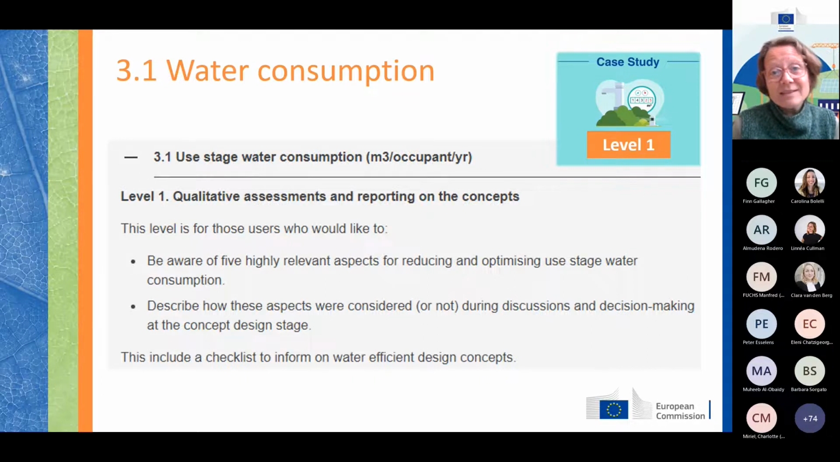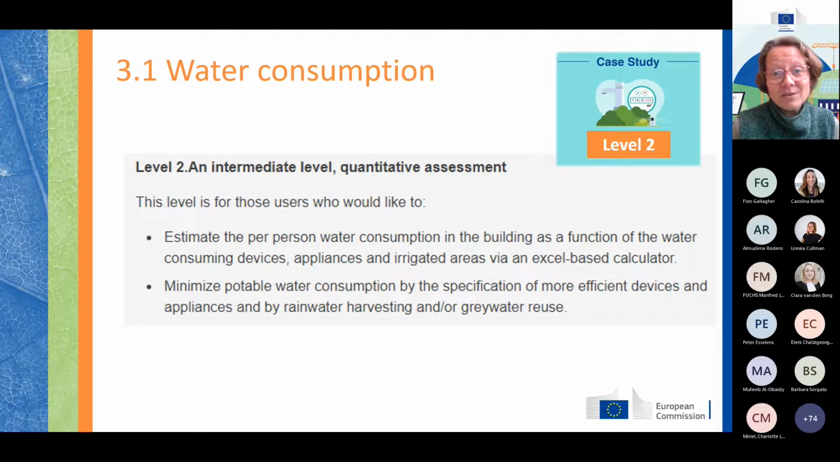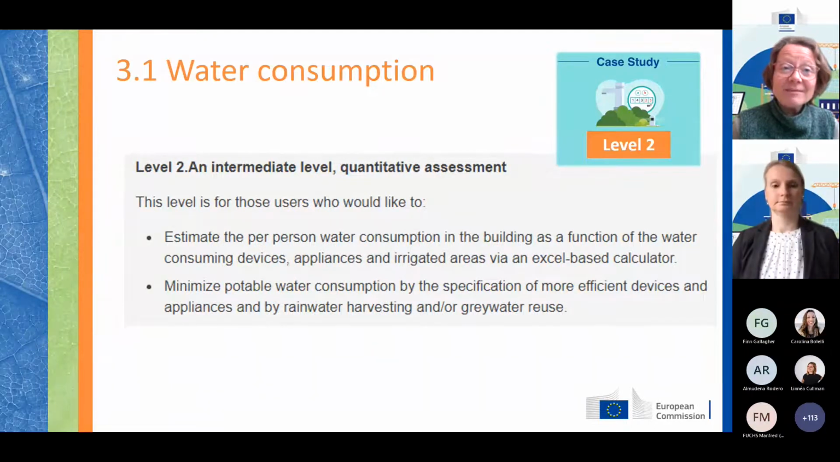If we then go to the next slide, similar information is provided for level 2. That's the intermediate level, so it is a quantitative assessment here. This level is for users who would like to estimate the per person water consumption and see how to work with that, and also how to minimize potable water consumption by the specification of more efficient devices and appliances, etc. So it gives a good understanding of more specifically what can be done, and you start to work in a quantitative way.